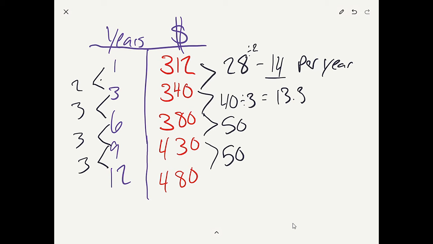The difference is 50 between each of those three years. 50 divided by 3 is what? 16 with a remainder, so it's like 16 point something, right? 16-ish. In other words, that's not proportional, correct? Okay, now what we're going to do is graph this.